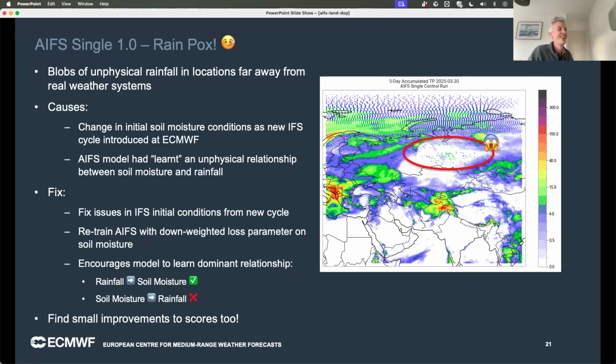We've got these rainpox, and it's really about trying to understand what these models are doing and where the limitations are, what's good, what's bad, etc. And what we found when we started investigating this was really interesting. There were a couple of causes for what we called the rainpox, and part of that was that we started a new operational cycle at ECMWF. So we were initializing the model from initial conditions it hadn't seen, because there was a new version of the IFS.